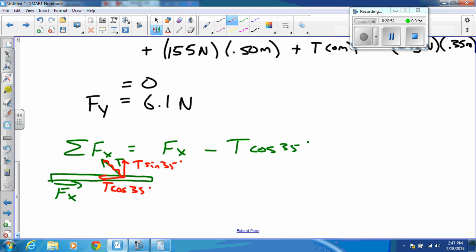And the reason it's cosine is because it is adjacent to the 35-degree angle. And cosine is adjacent of right angles. Sine is also there. Sine is opposite to the 35-degree angle.